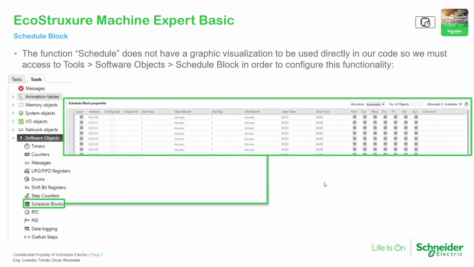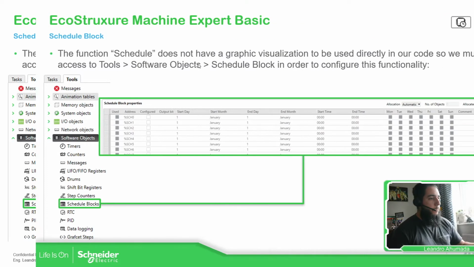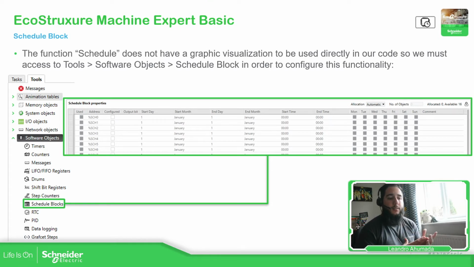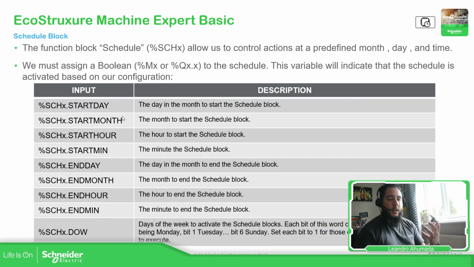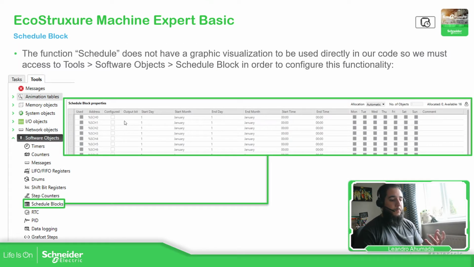Now, if we continue with this, there is no visual function block as we have with the real-time clock, the RTC. We don't have that, but we can access the configuration of this schedule in the tools. We just go to the software objects and then we press on the schedule blocks, and then we can see all the schedule block instances that we have, and in there we have the possibility to configure the date and time for all the actions that we have, similar to this, but in a graphic way. So if we want to make this a constant, fixed configuration, we just need to configure this part of the schedule, and that's it. There is nothing else to do.